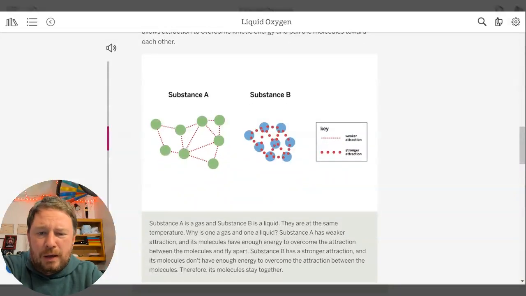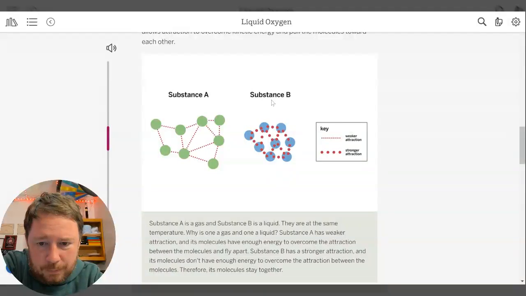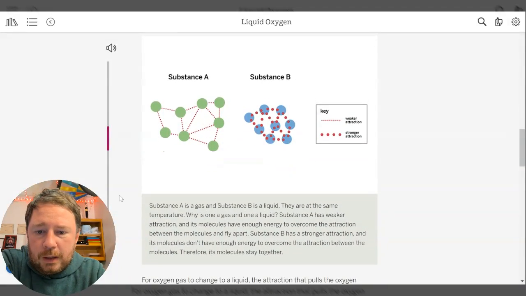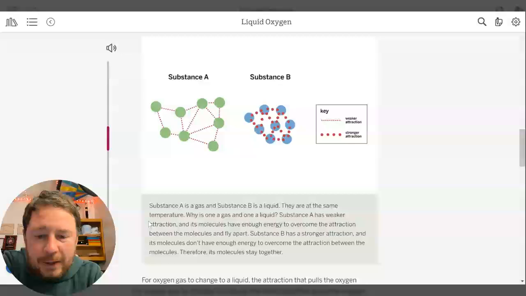Here we have an image showing substance A and substance B. Let's read the captions here. It says substance A is a gas and substance B is a liquid. They are at the same temperature. Why is one a gas and one a liquid? Substance A has weaker attraction, and its molecules have enough energy to overcome the attraction between the molecules and fly apart. Substance B has a stronger attraction, and its molecules don't have enough energy to overcome the attraction between the molecules. Therefore, its molecules stay together.